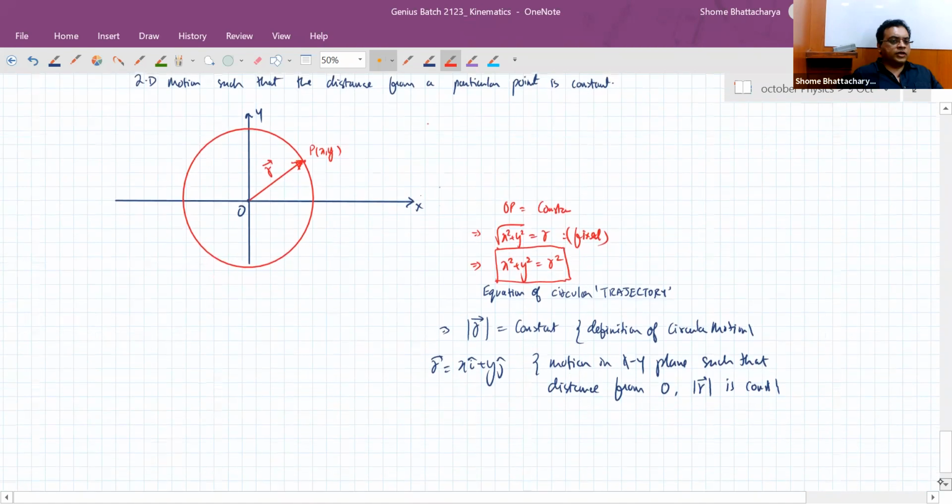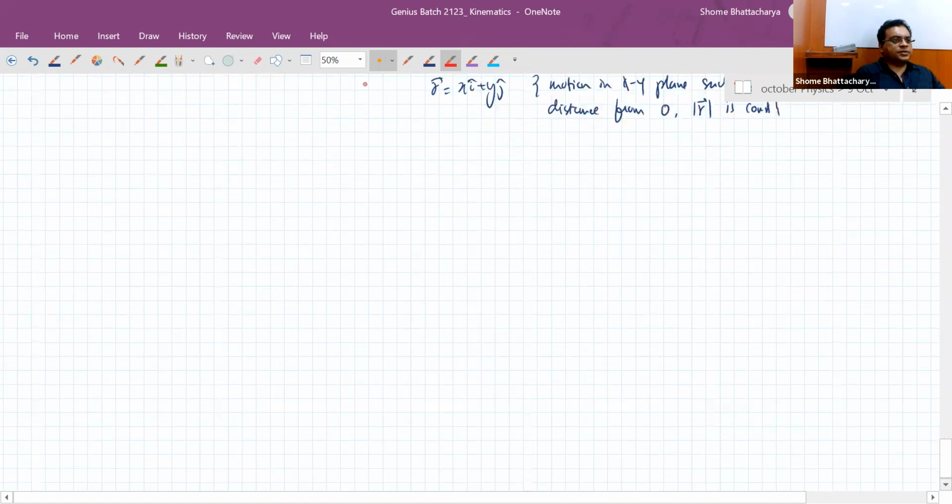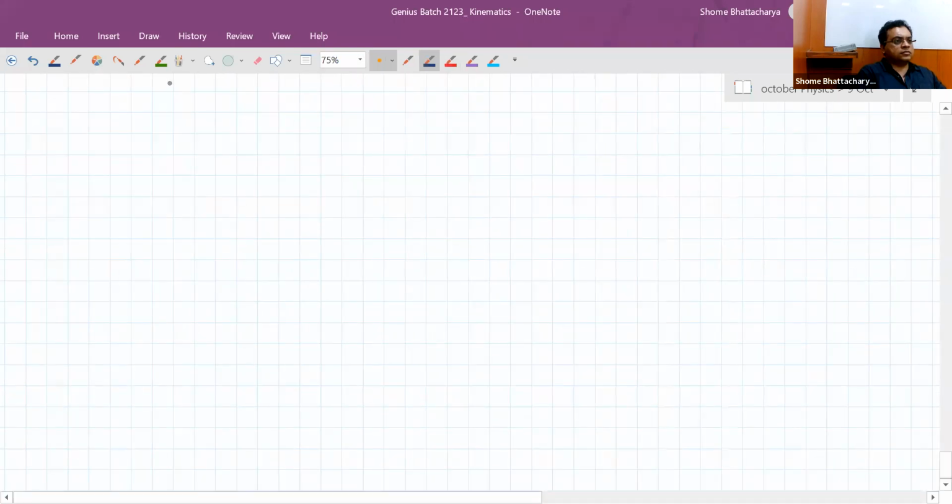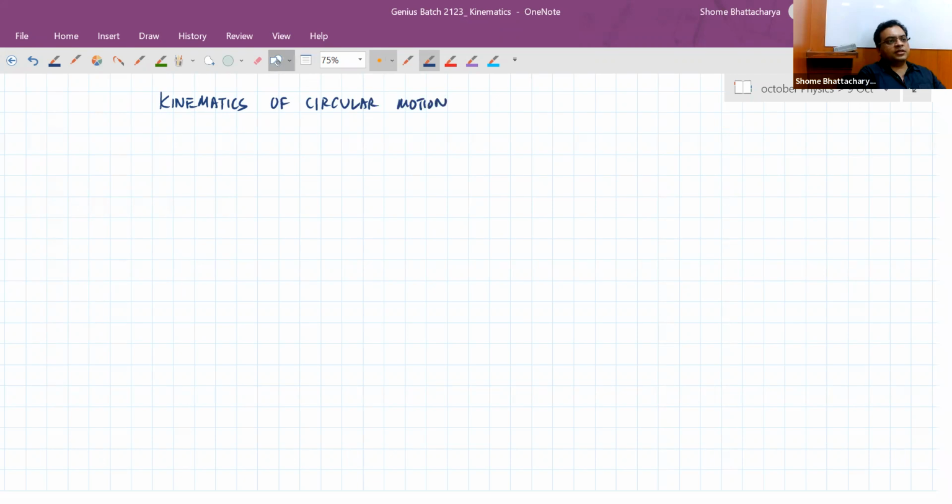Okay. Now, next thing we will see is to describe the kinematics of circular motion. That is the equations of motion. That is what kinematics is all about. So, kinematics of circular motion are best described by making use of something called angular parameters.